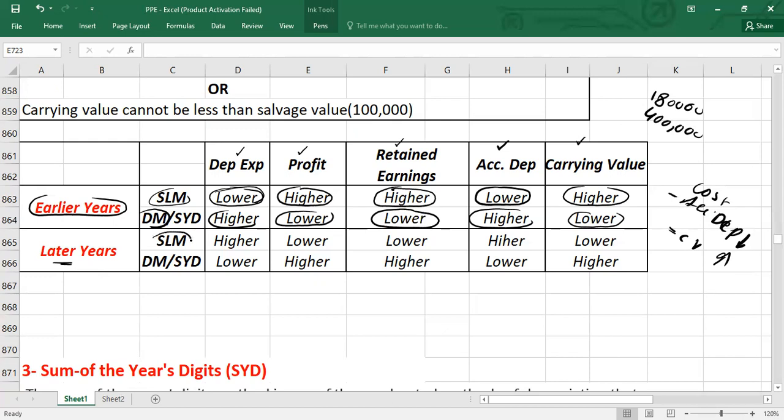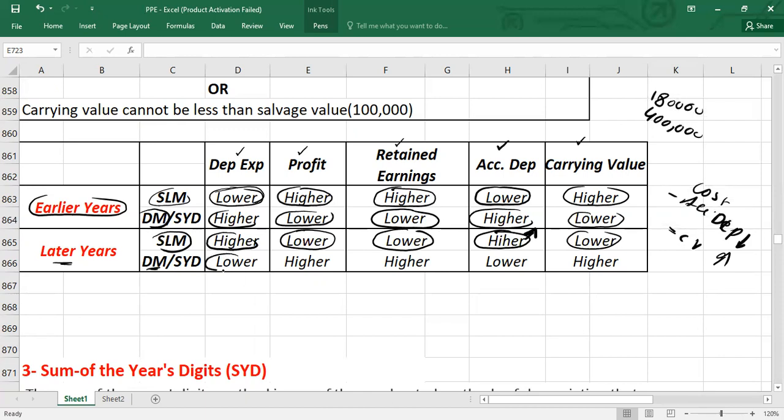So the straight line method will produce higher depreciation in later years because there is a constant depreciation which will not change. But under the declining method, depreciation will be lower in the later years. High depreciation means a lower profit. Lower profit means a lower retained earning. High depreciation expense means a higher accumulated depreciation, which means a lower carrying value. On the other hand, we have the declining method.